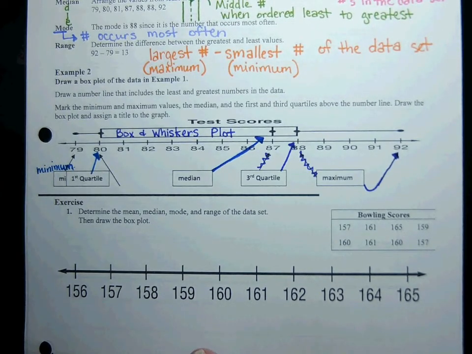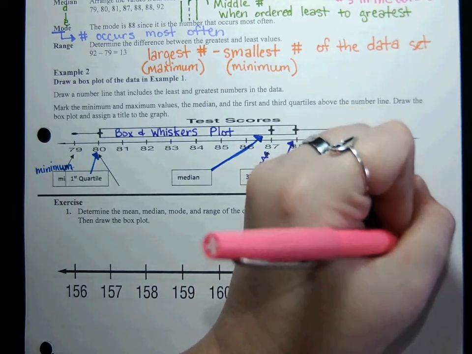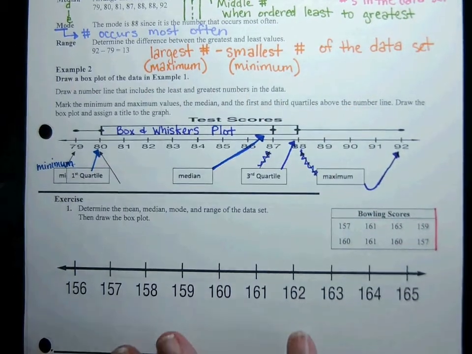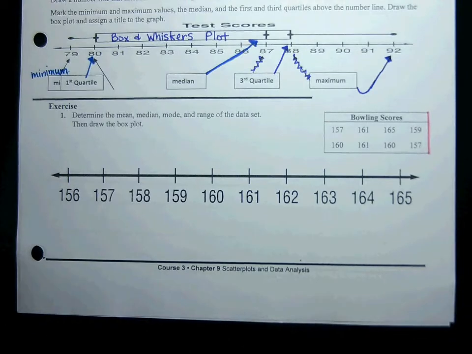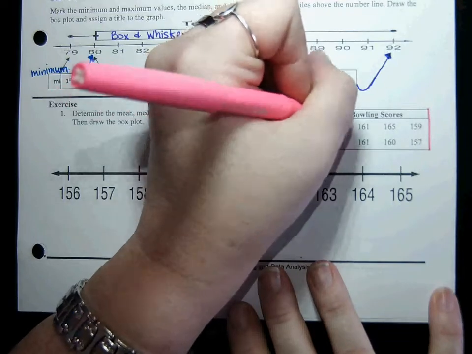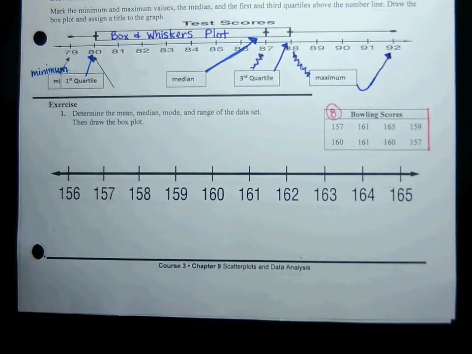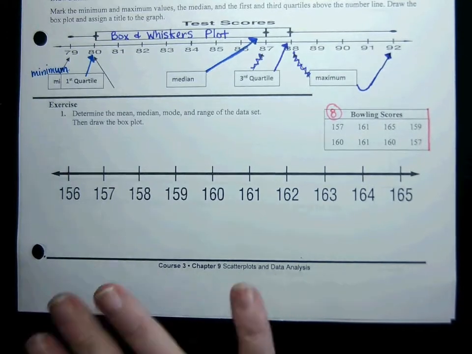So the next one says, determine the mean, median, mode, and range of the data set. Then draw the box plot. First thing you want to do is identify how many numbers are in the data set, and there's a reason for that. So how many numbers are in that set of data? There's 8. And so that is an even number.